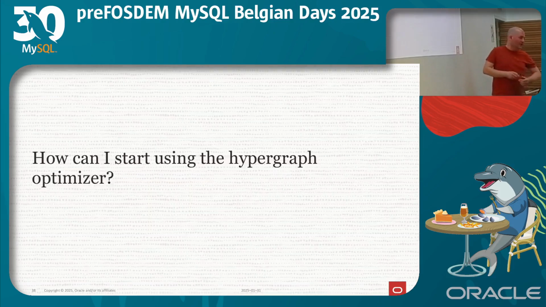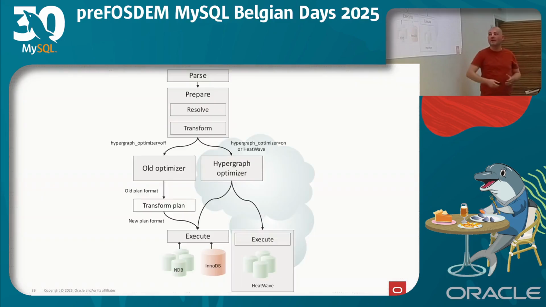Okay, I'm running out of time, so let's do the final slides on how you can start using this. This is what we've been waiting for. As I said, it's in the cloud. It's already there. If you're using HeatWave, you don't have a choice. You're always using it. We enforced that, and that gave us a tremendous performance boost.